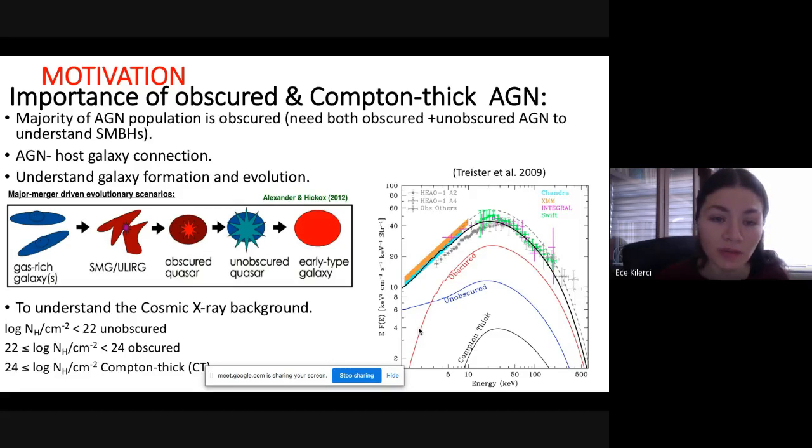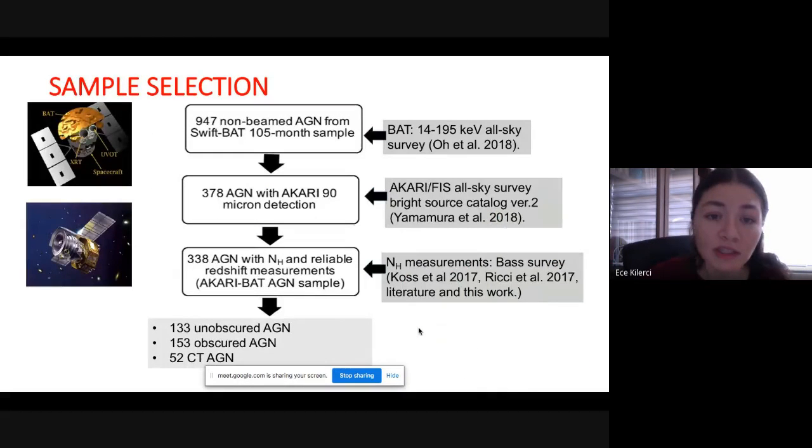One wavelength is the hard X-rays, because these sources are not obscured in hard X-rays, and the other wavelength is the infrared, because they have very strong infrared radiation, which is not obscured. Then we selected some AGN from the BAT Swift catalog. BAT scans the whole sky in this hard X-ray range. From this catalog, we selected non-beamed AGN and cross-correlated with the Akari Bright Source Catalog version 2. This is our main sample.